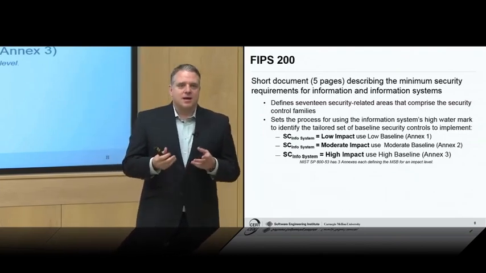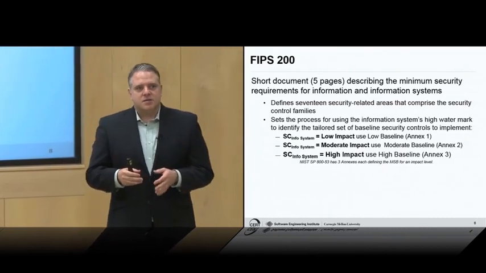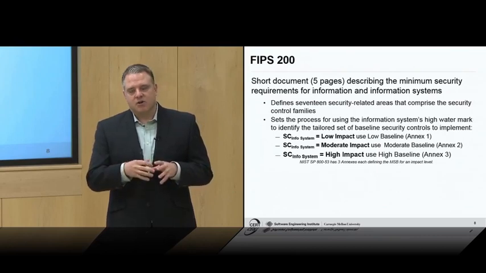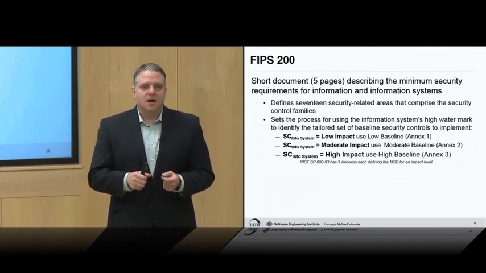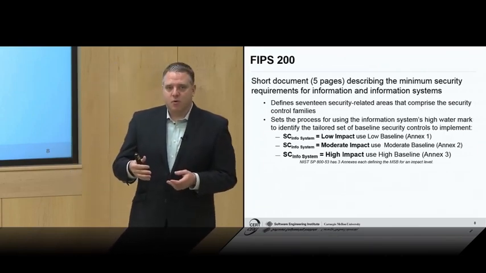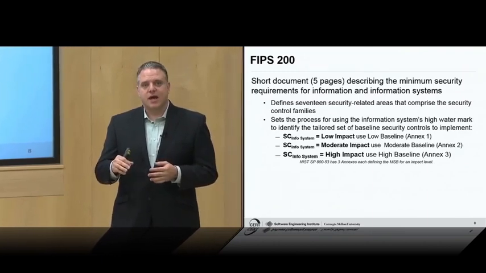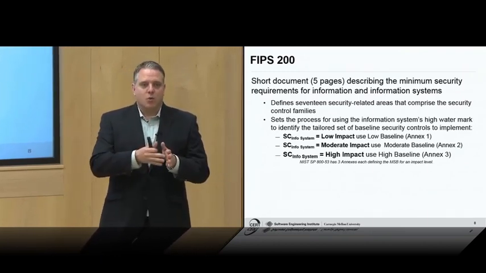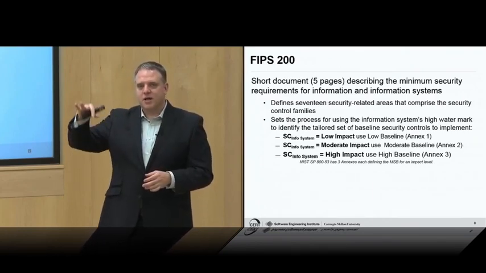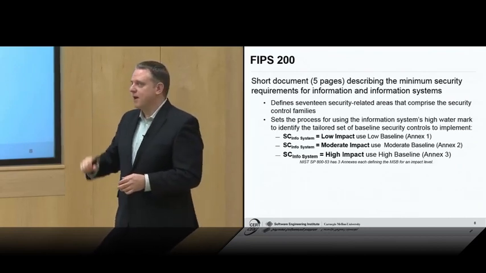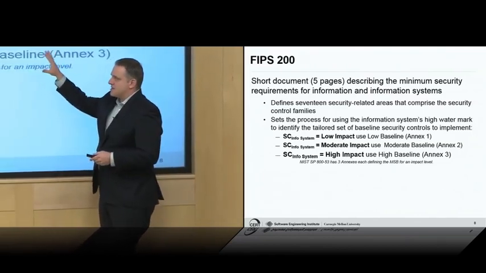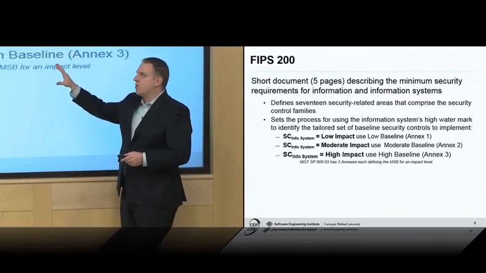Back to FIPS 200, again, it's a pretty short document. It tries to set out the security control areas, the security control families that are out there, and it proposes a process for determining what's called the high water mark for a system. So what you do is look across the board at what's the impact of this system, what's the value of the information on it, and you try to determine, am I a high impact, moderate impact, or low impact system?